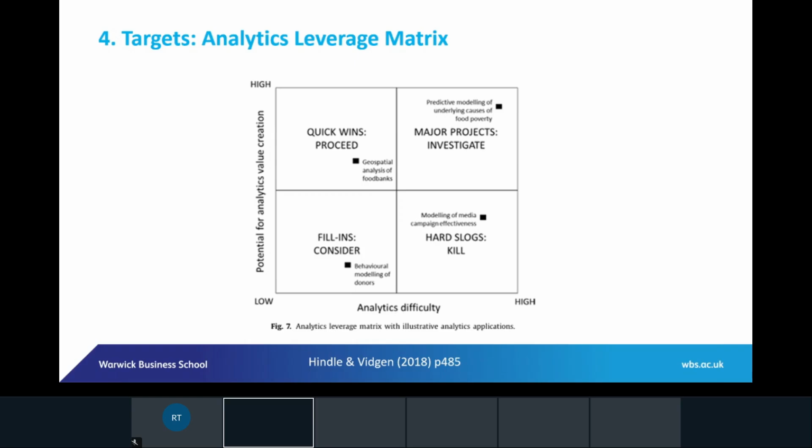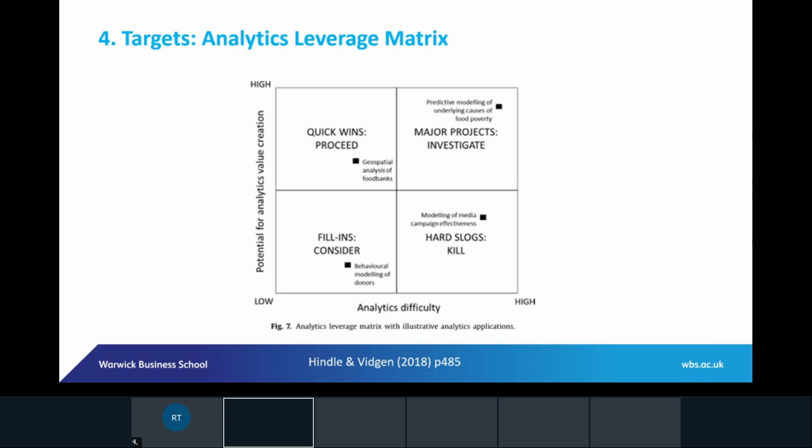So we have two axes here. On the horizontal axis, we have the analytics difficulty, and on the vertical axis, we have the potential for analytics value creation. And you can see, as with all 2x2s, they've named the four boxes. Down on the bottom left, we have low difficulty and perceived low potential for value creation. And they call these fill-ins. So things that you should think about doing to fill in your time, I guess.